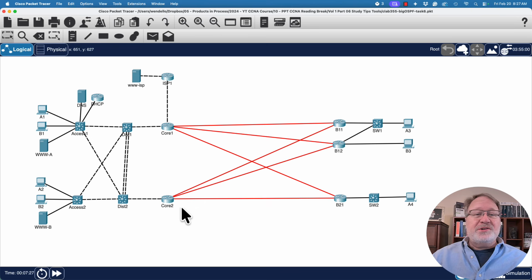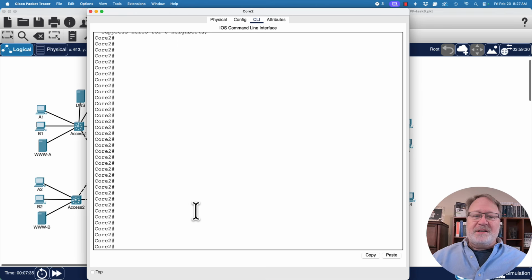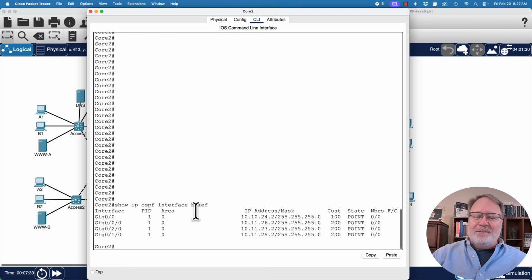Now on router core 2, it's basically the same idea. We've got 3 WAN interfaces and 1 routed link, this time over to dist 2. They're all 4 changed to be network type point-to-point, so I'm just going to do the same commands here. Show IP OSPF interface brief. In the state column, we see the state is P2P, referring to point-to-point.